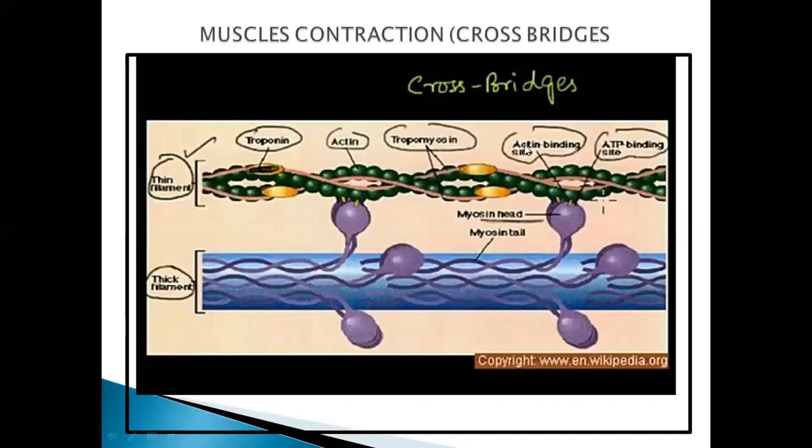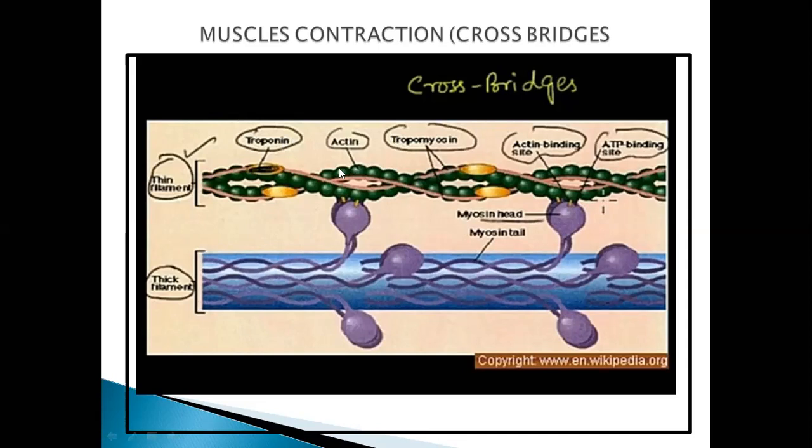Next thing, you can see how the contraction of the cross bridges takes place here. For this purpose, you must know, students, about this dark band that is made up of thick filament, the myosin filament. Myosin has one head region here. This is the head region. Again, notice this head region. And the thin filament is made up of three parts. You already know about that.